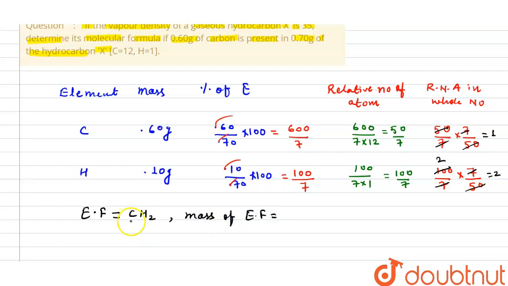So we can find the mass of empirical formula, and that will be equal to how much? For carbon it is 12 and for hydrogen 2. So 12 plus 2, that is 14.